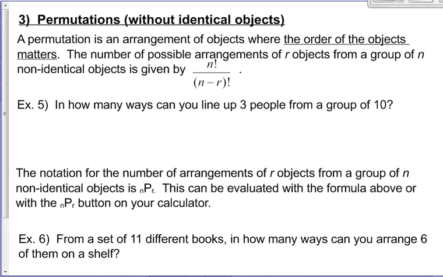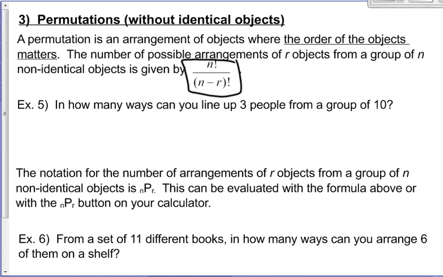That leads us into permutations. So permutations are arrangements of objects where the order of the objects matters. The number of possible arrangements of r objects from a group of n non-identical objects, and we'll deal with identical objects closer to the end of the video, is given by this formula right here. n factorial over n minus r factorial.